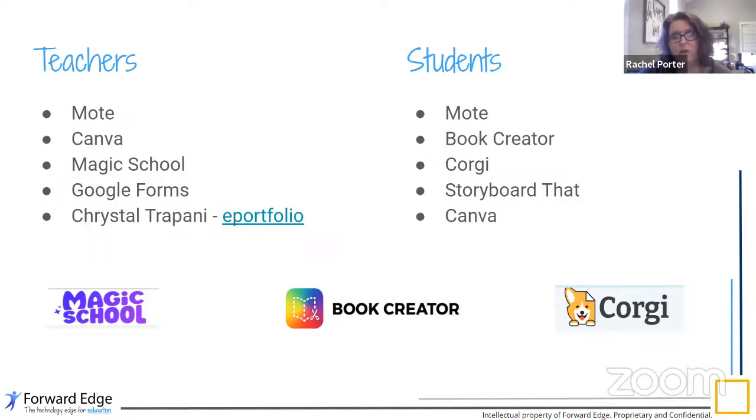So let's go back to the teacher side of things. Magic School is an AI tool specifically for teachers. It's pretty new on the scene, and it is changing every day and growing. They're going to have a Magic School student version here starting in January, I believe, teaching our students about AI. But it's a way for you to get lesson plan ideas.